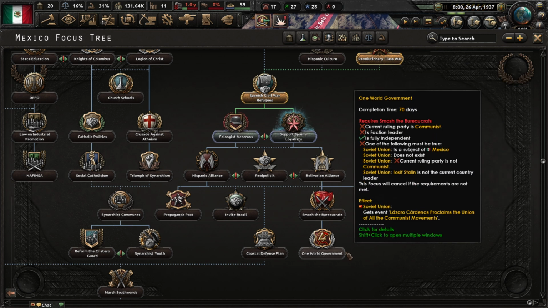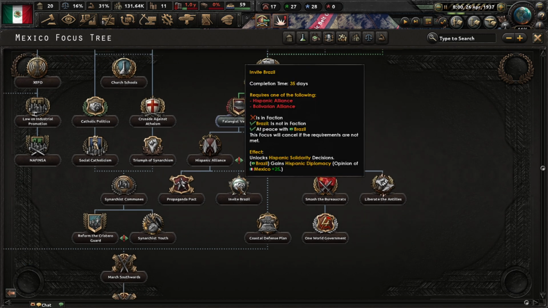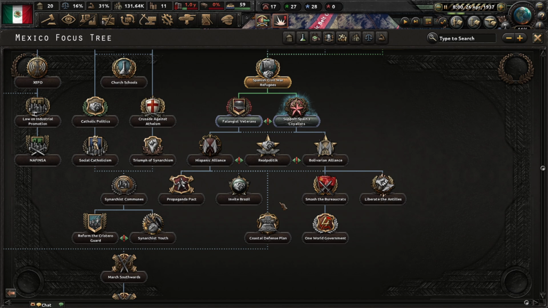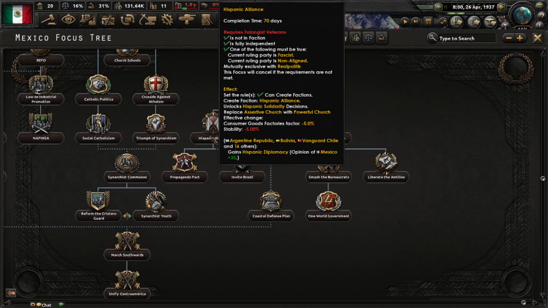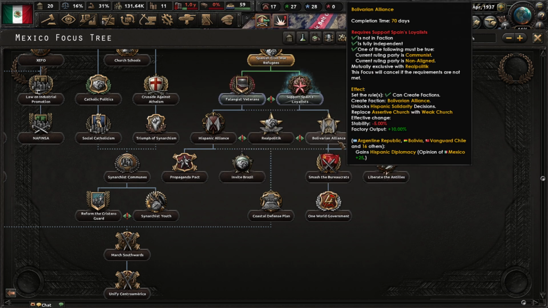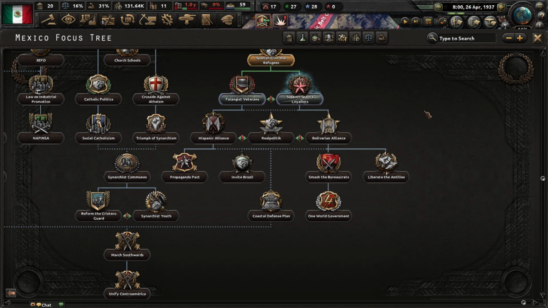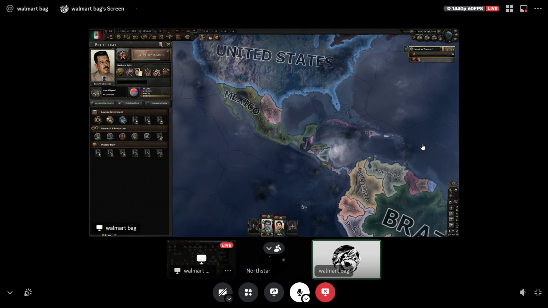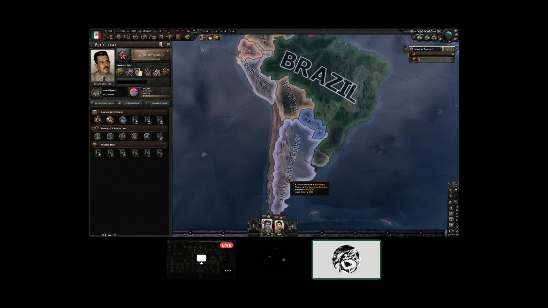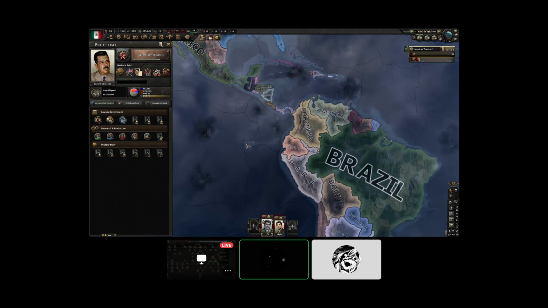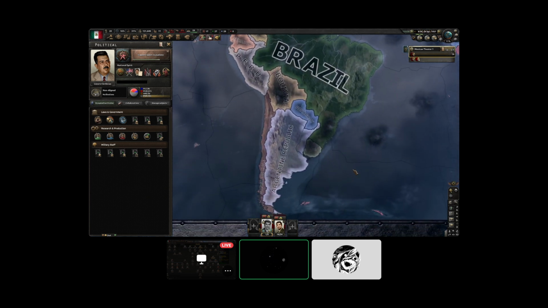The thing is, in the very future, like, I'm talking late game, when I'm going to be over here in South America taking out these guys, then being allies with some of those people in the Bolivarian alliance, like the Argentine Republic. Bolivarian alliance and Hispanic alliance both allow you to ally with all of them. The difference between the two focuses, I was just looking at them.